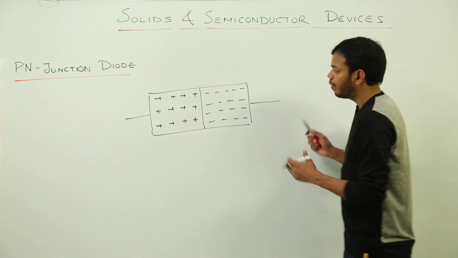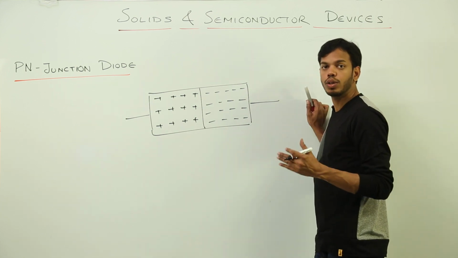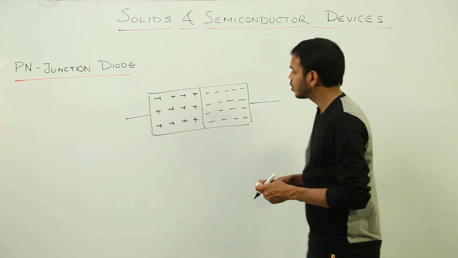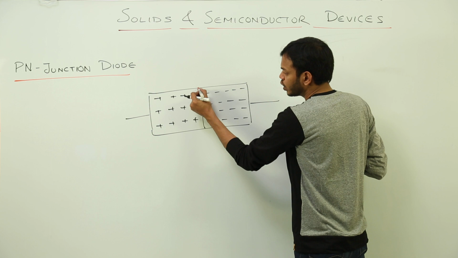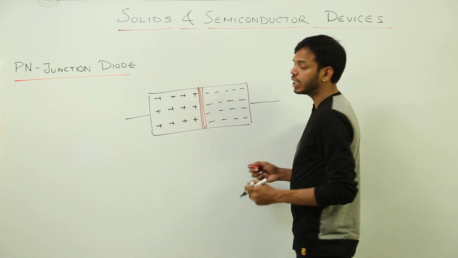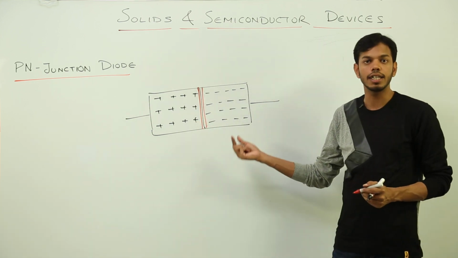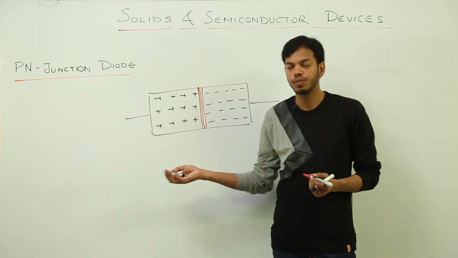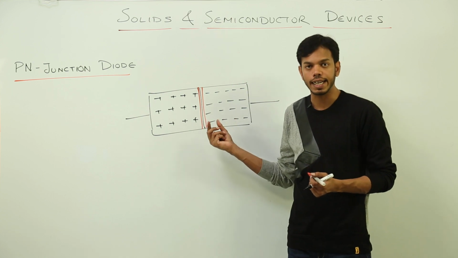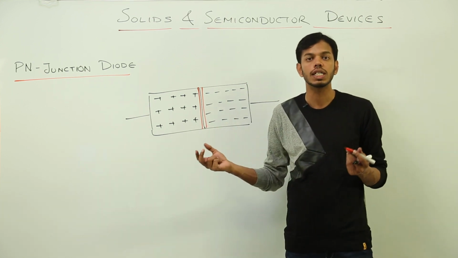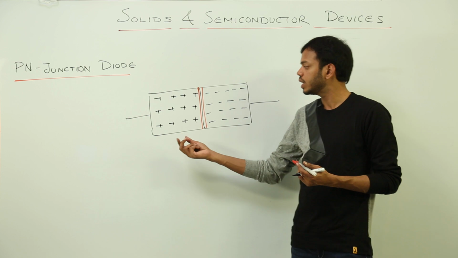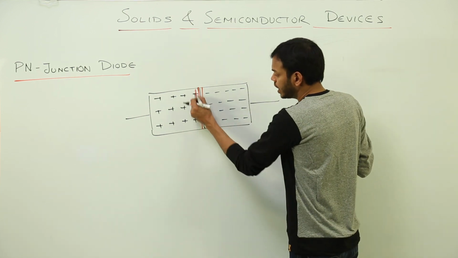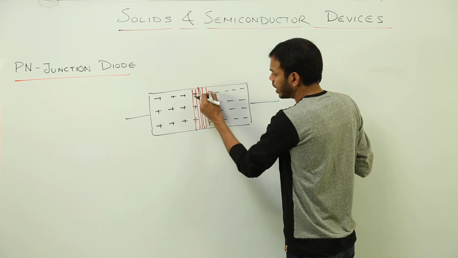What will happen now? Once they attract each other, they are going to fuse into one another and create a neutral region, right? So this creates a neutral region here. Now this neutral region is not going to stay like that, it is going to keep on expanding. Why? Because all these charges are free charge carriers, more and more charge will drift towards the other region and get into a neutral state. So this neutral region is going to keep on expanding.